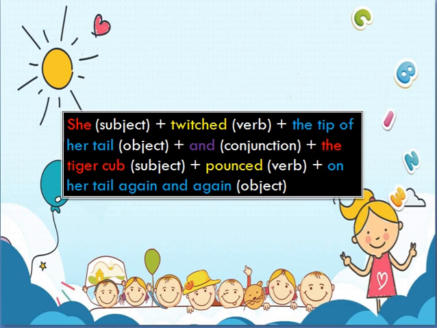The tiger cub pounced on her tail again and again. The tiger cub is doing the action, so it should be the subject. Tiger cub is the subject here. Tiger cub is doing what? Tiger cub is pouncing. So, pouncing is an action. It is a verb word. Okay. So, subject and verb we have found out. Next is object. Now, question the verb with what? Tiger cub is pouncing on what? Pouncing on the tail. Okay. The tiger cub is pouncing on what? The tiger cub is pouncing on the tail again and again. So, this is the object of the sentence.